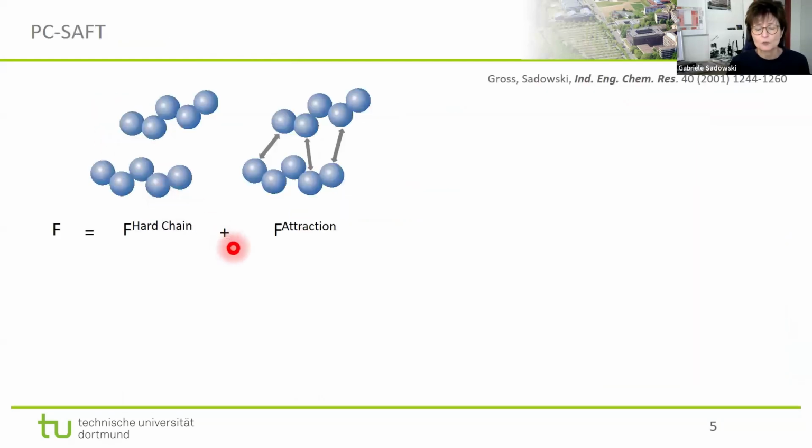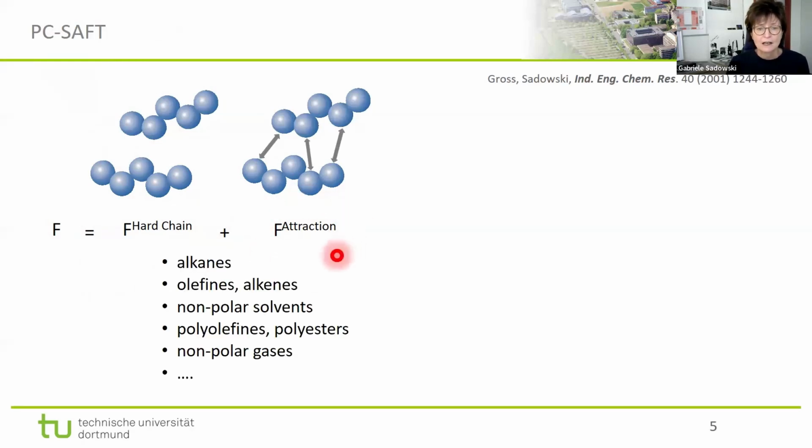This is what we need a thermodynamic model for. The model we are using is PC-SAFT. This calculates the Helmholtz energy of a system as a function of different contributions. It's the hard chain contribution that accounts for the volume of the molecules. Then we have a contribution that considers the attractive interactions between the molecules. And once we would only have these 2 contributions, we could describe all molecules that don't have very specific interaction forces.